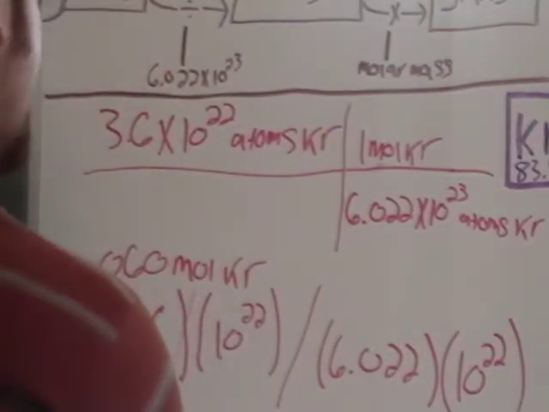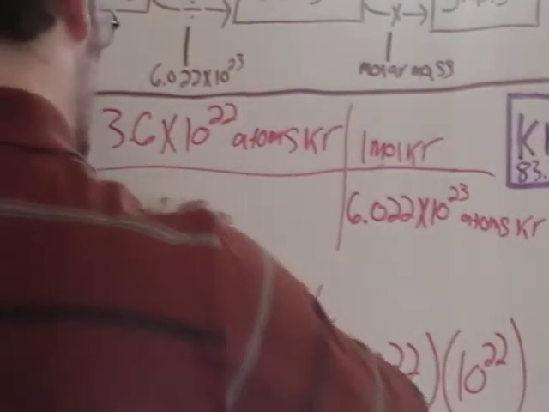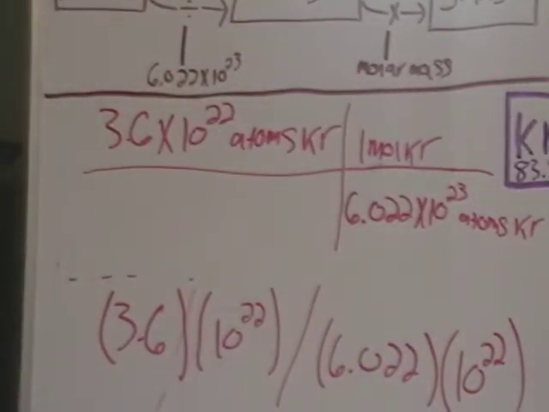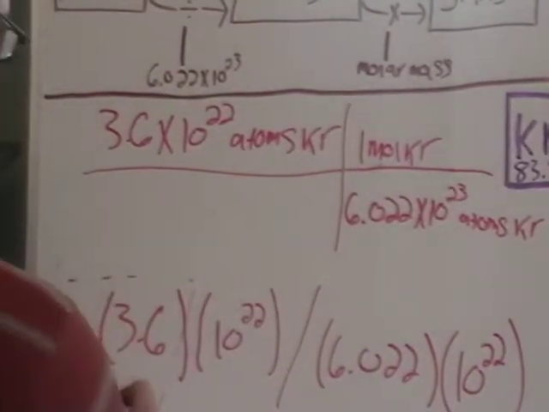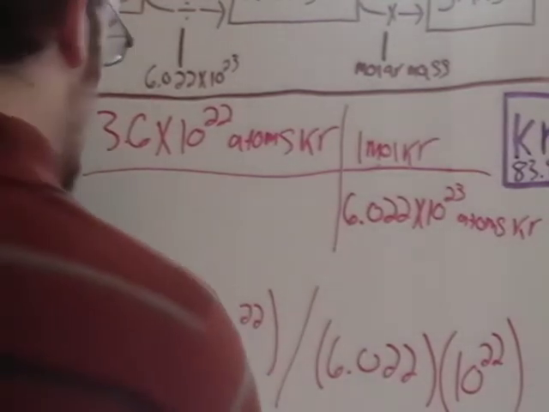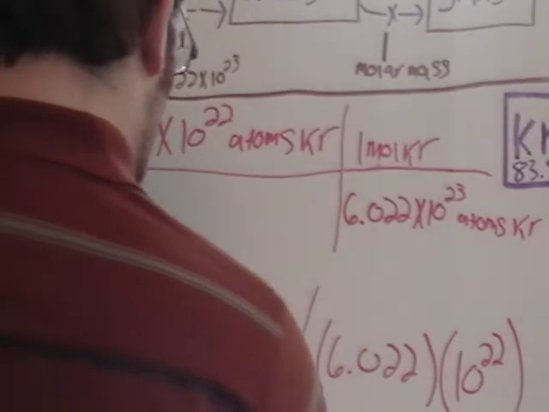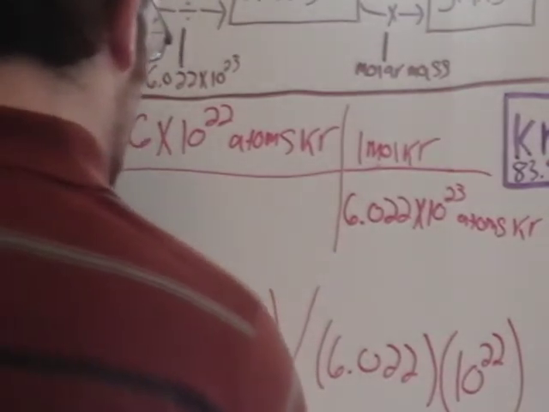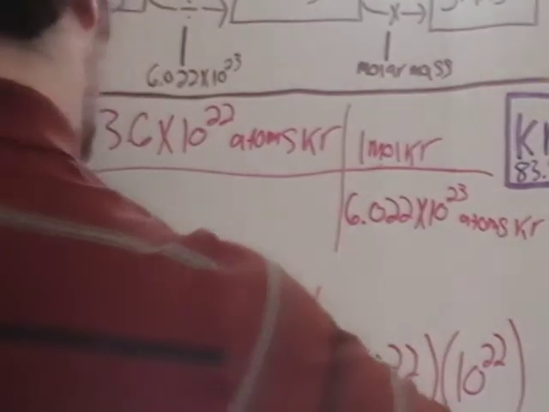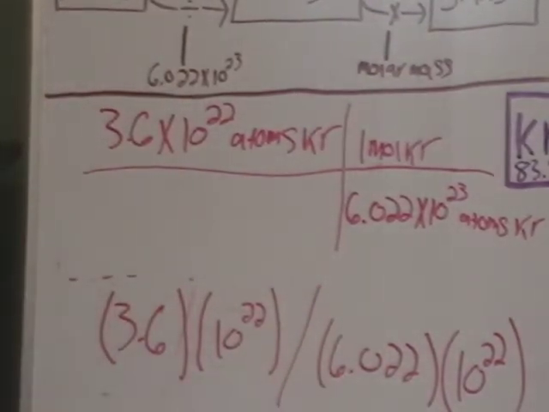You can do it like this, or if you have the little E button on your calculator, you can do 3.6 times E 10 to the 22nd. So you can either do it like this, using parentheses, or if you have an E button on your calculator, you can use the E to do that.